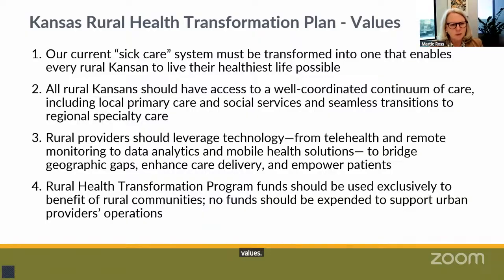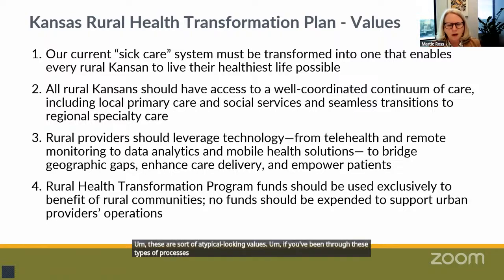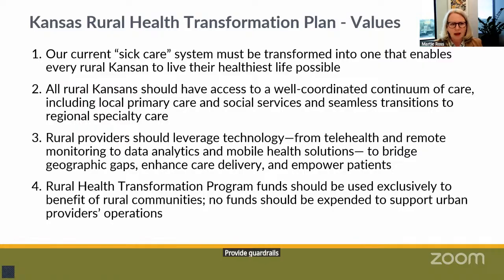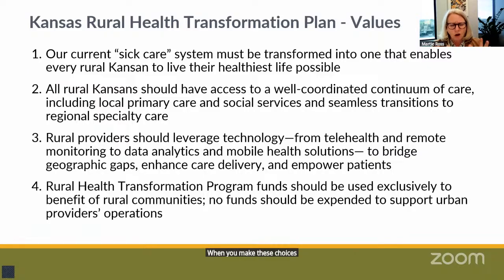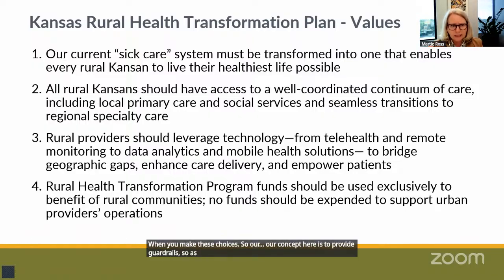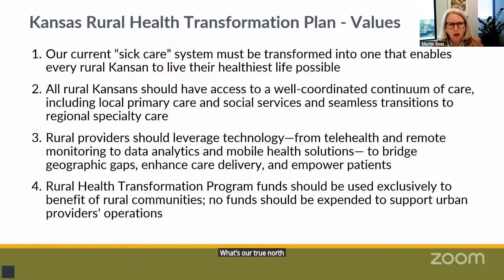These are sort of atypical looking values if you've been through these types of processes before, but our intention with these draft values is to provide guardrails as we talk about initiatives, and we're going to make hard choices. And there's always that risk of winners and losers when you make these choices. So our concept here is to provide guardrails. So as we make these decisions and have these discussions, what's our true north? What are we going to go back to and say, well, is it consistent with that value that we all identified?